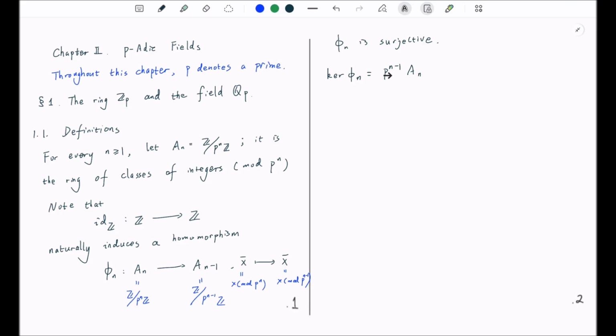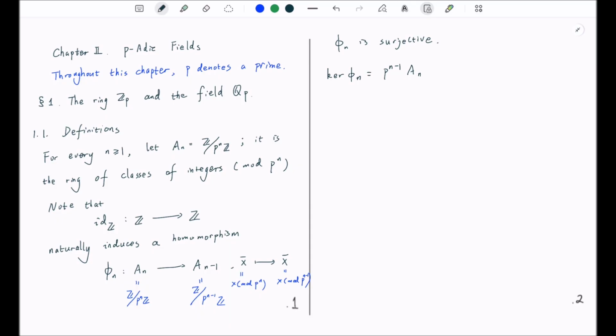Any integer that is a multiple of p to the power n-1 will automatically be 0 in here, because this is mod p^{n-1}. And on the other hand, if an integer is 0 modulo p^{n-1}, then it is divisible by p^{n-1}, so it must be a multiple of this. So this is also easy to see.